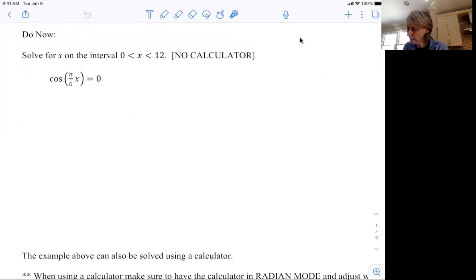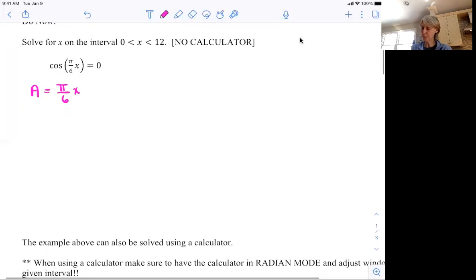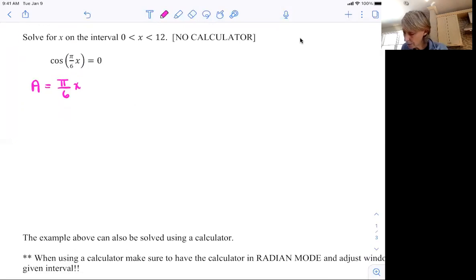When I look at my actual equation, I see I have a multiplier in front of my x. So even though it's scary, even though it's pi over 6, that doesn't matter. Just leave it alone. A equals pi over 6x. And start with that. So now we have cosine A equal to 0.